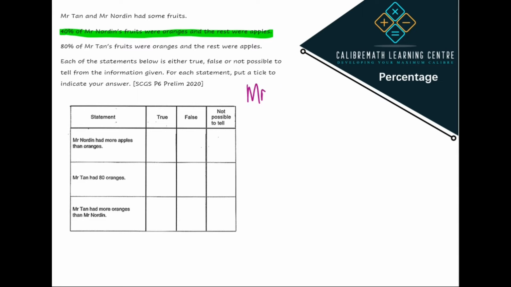So for Mr. Nordin, oranges to apples, oranges is 40% and apples is 60%. Okay, because we use 100% to take away the 40%, so that's how we get 60% for the apples.